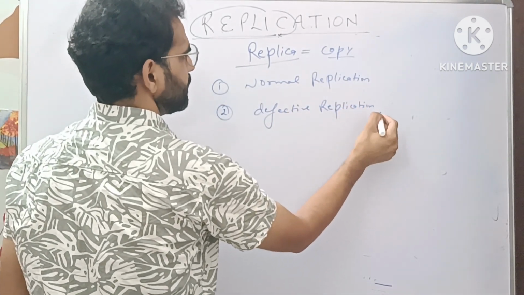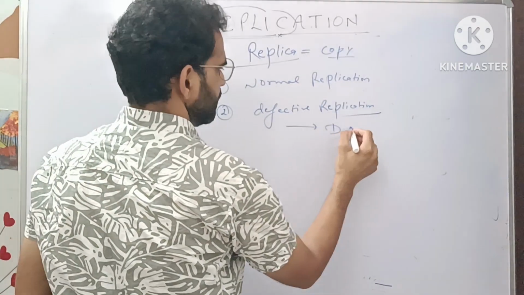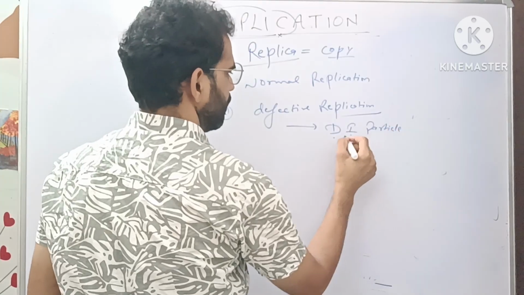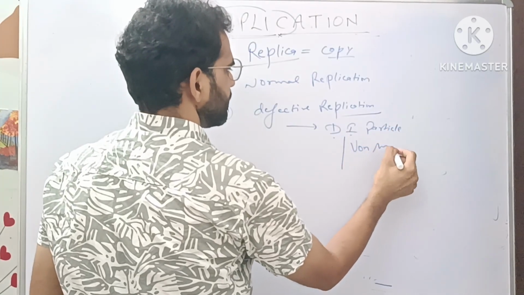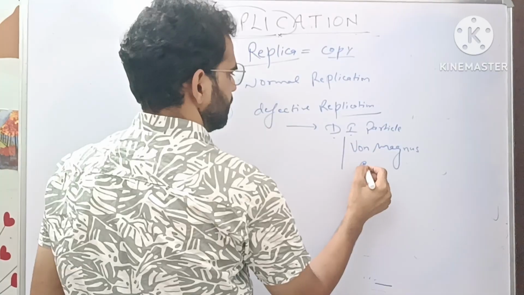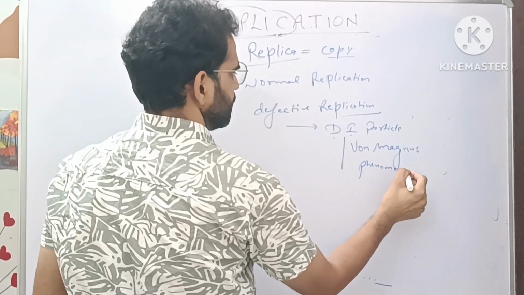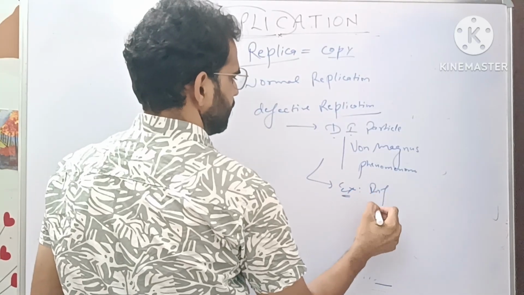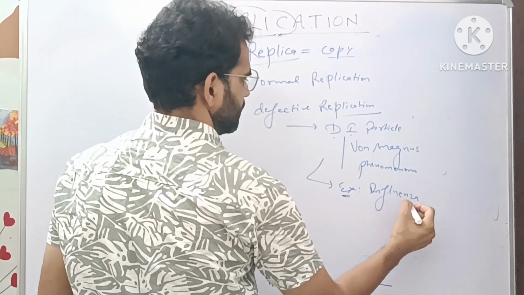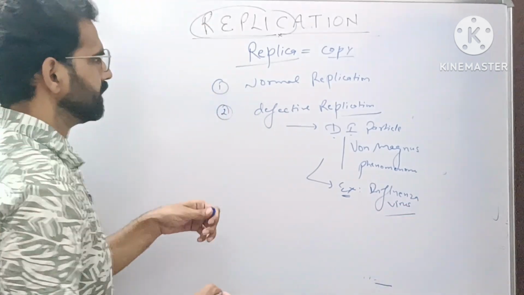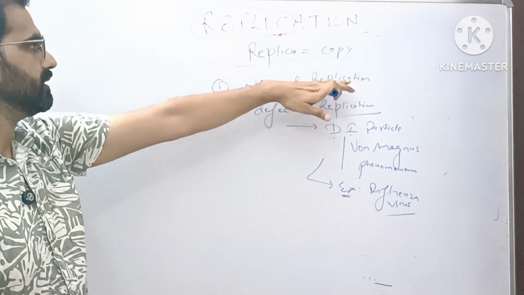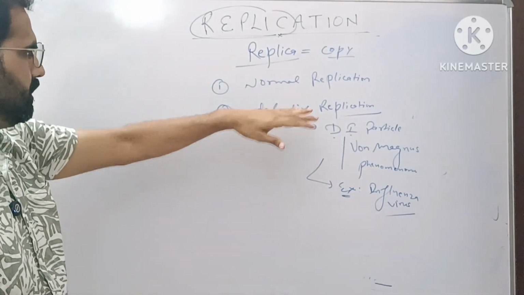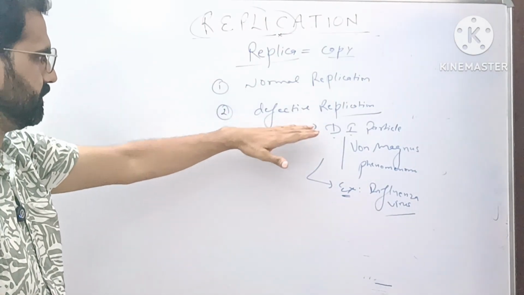This defective replication is also known as DI, defective interfering particle, or von Magnus phenomenon. And the example here is the influenza viruses. So we'll discuss this replication, that is copy of viruses, in two modes. One is normal, one is defective.